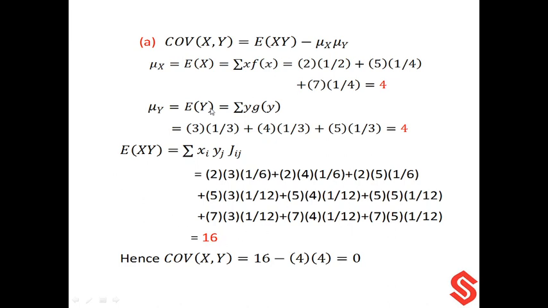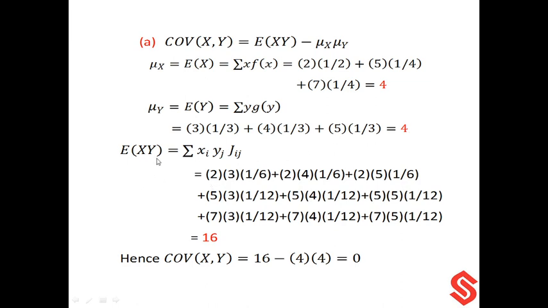Next, covariance of xy. We have the formula: expectation of xy minus mu x into mu y. So first let us find mu x, that is expectation of x, sigma xi into f of xi, that is x1 f of x1 plus x2 f of x2 plus x3 f of x3. Substitute the values, we will get 4. Next mu y, expectation of y, it is sigma yj g of yj, that is y1 g of y1 plus y2 g of y2 plus y3 g of y3. Substitute the values, we will get 4.